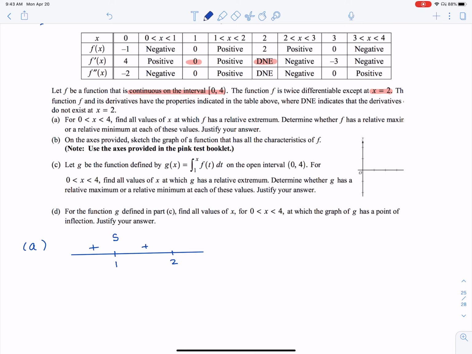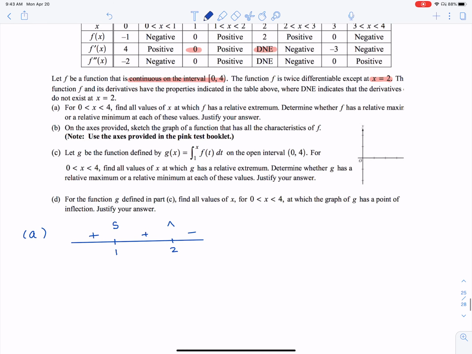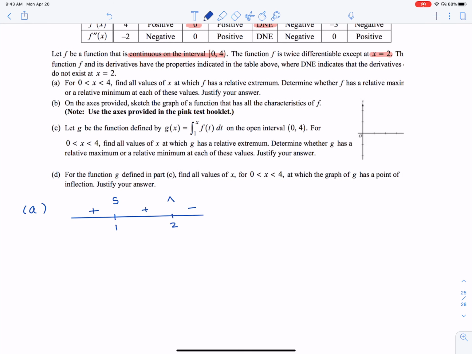Let's look at x equals 2. So it does not exist there. And then to the left of 2, it's positive, which we've already indicated. To the right of 2, it's negative. So this means there has to be a maximum at x equals 2. Okay, so I think we're ready to go and state that.